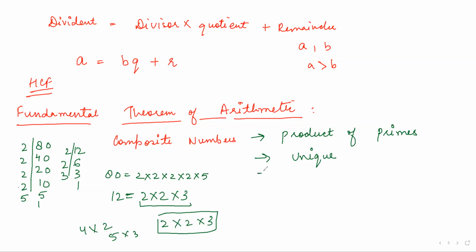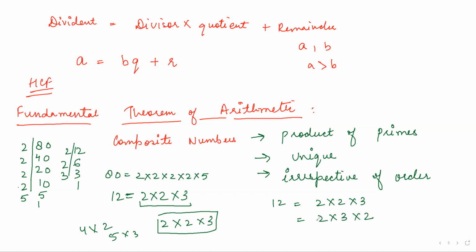All right. And then it is irrespective of order. Irrespective of order means like 12 can be written as 2 into 2 into 3, right? It can also be written as 2 into 3 into 2. Does it matter? No. It can be written as 3 into 2 into 2. So you can start anywhere. Understood? Yes, ma'am. So when you are doing prime factorization of 12, it's not necessary that you start from 2. You can directly start from 3 into 4, and then 2 and like this. Okay, Arshia? Yes, ma'am.